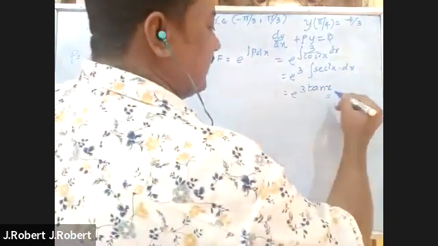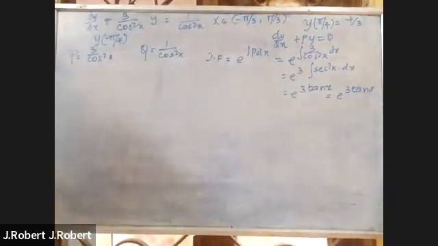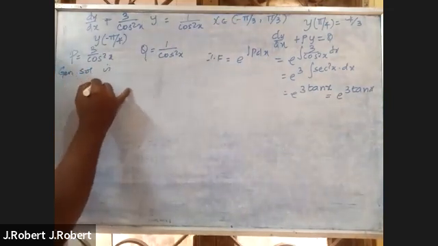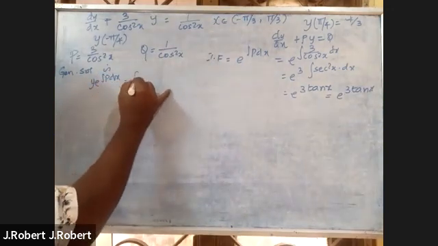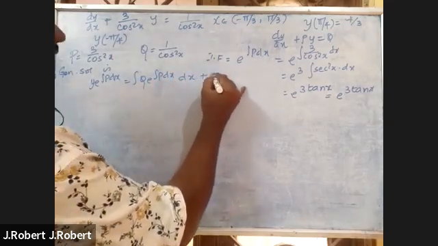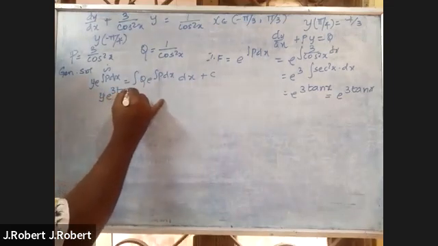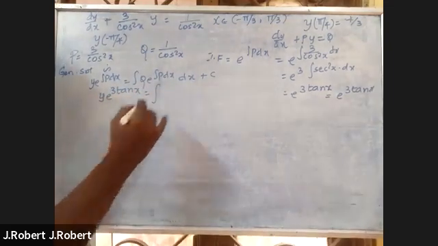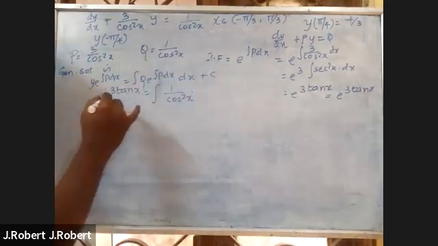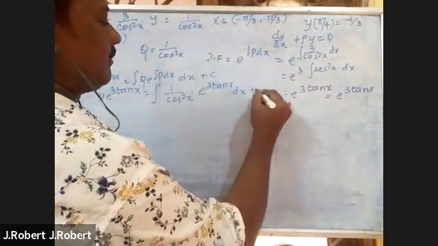Therefore we can write this as e power 3 tan x. You can keep it as it is, e power 3 tan x. Now the general solution is y e power integral p dx equals integral q e power integral p dx dx plus c. So y e power integral p dx, we can write this as e power 3 tan x, which is integral q, 1 by cos squared x, into e power 3 tan x into dx plus c.